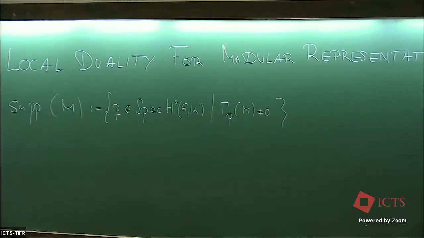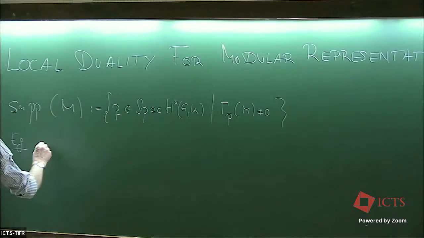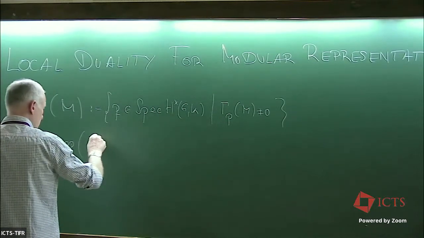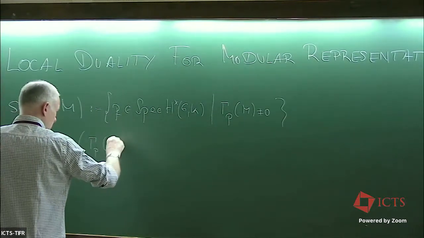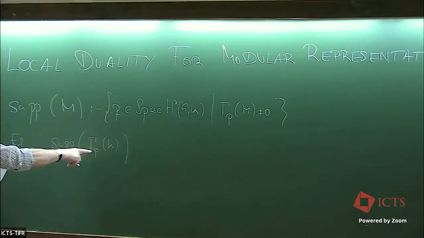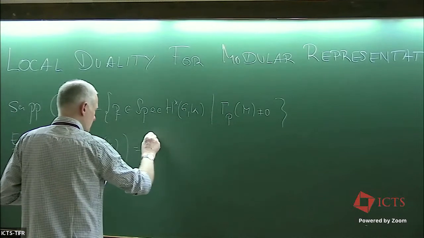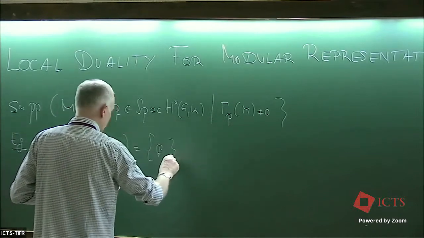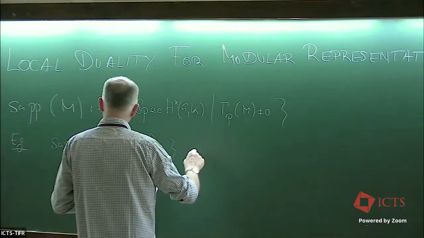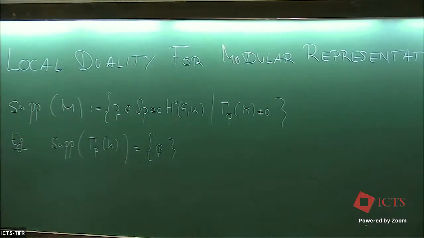Yeah? So for example, if we evaluate this functor at the trivial representation, just an example, the support of this trivial representation, the local cohomology of the trivial representation, is just a singleton. For actually, I should be careful here. No, I think it's true. Good.